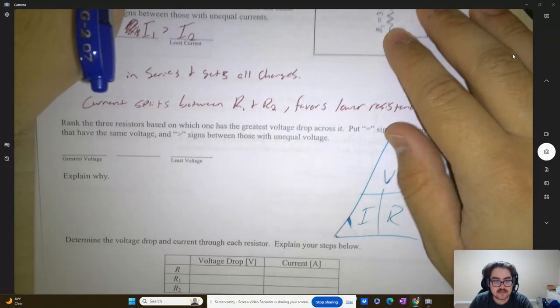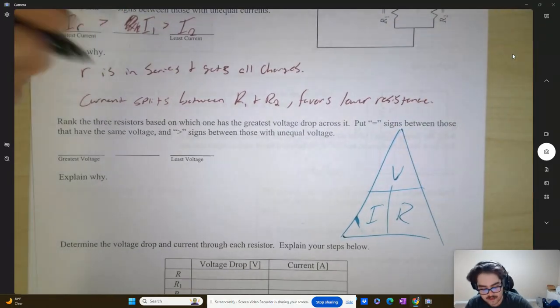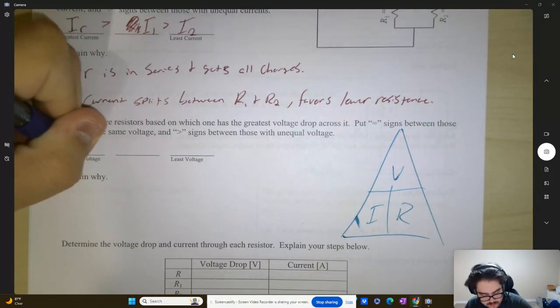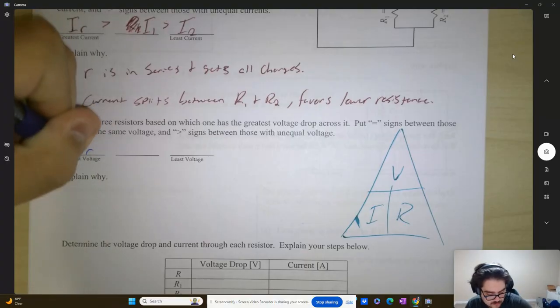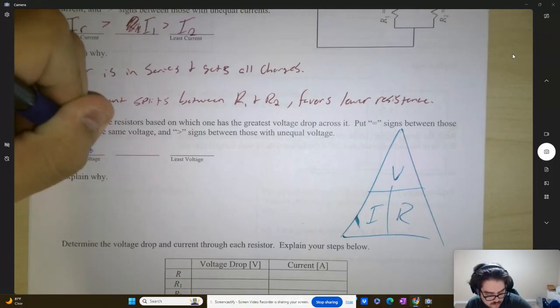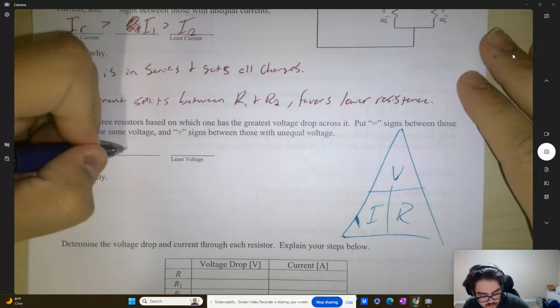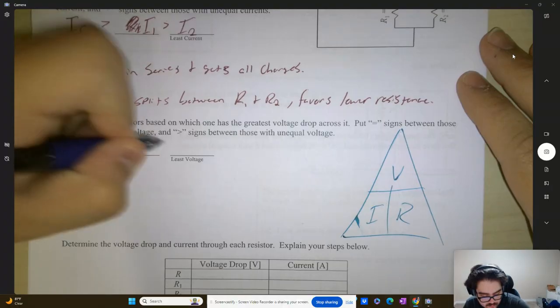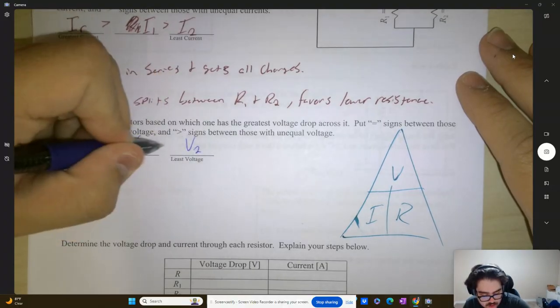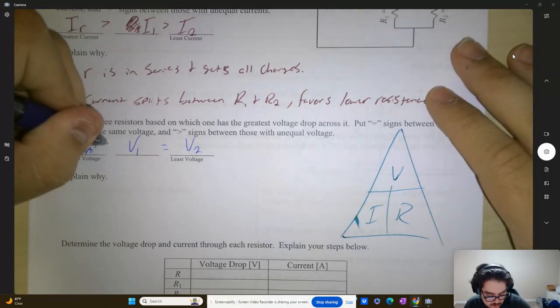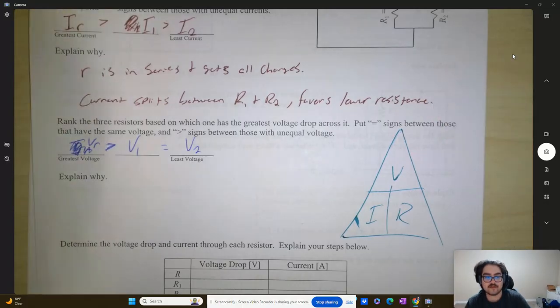So we can say that V sub r is going to be the greatest because it's got more current than R sub 1 and more resistance than R sub 1. And the reason we can say that is because V sub 1 and V sub 2 should be equal because they're in parallel with each other. If they're parallel with each other, they have to have the same voltage drop no matter what.